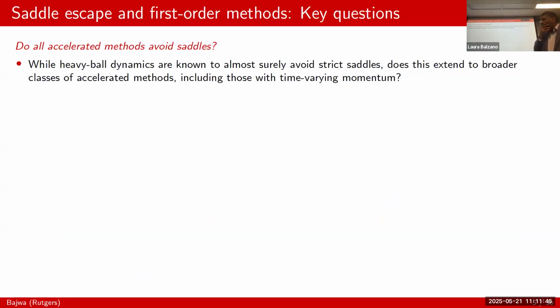Okay, so what are the kind of questions we want to address? First is, given what is known about accelerated methods, do accelerated methods avoid saddles like heavy ball does in general settings? The work before that showed that heavy ball does escape saddles, but that work only focused on quadratic problems. So for quadratic non-convex functions, they showed that. Can we show it for general accelerated methods on general non-convex functions?